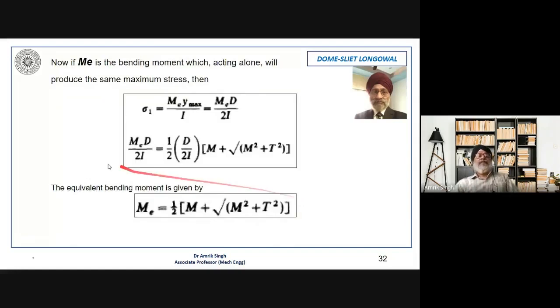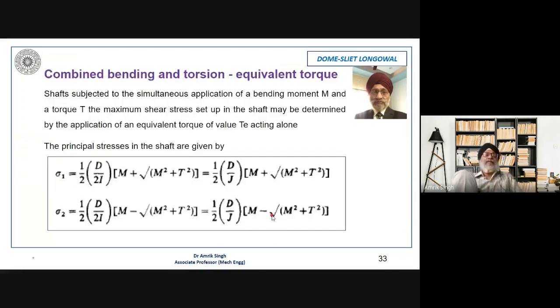So sigma 1 is equal to, we can write, M E upon I by y max. So M E upon I by y max is equal to 32 upon pi D cubed. We can find this when we equate. So M E is equal to half of M plus the square root of M squared plus T squared. So bending stress is produced because of the bending moment, and shear stress is produced because of the torque. Okay. So this is how we can calculate the equivalent bending moment. Now, combined bending and torsion.